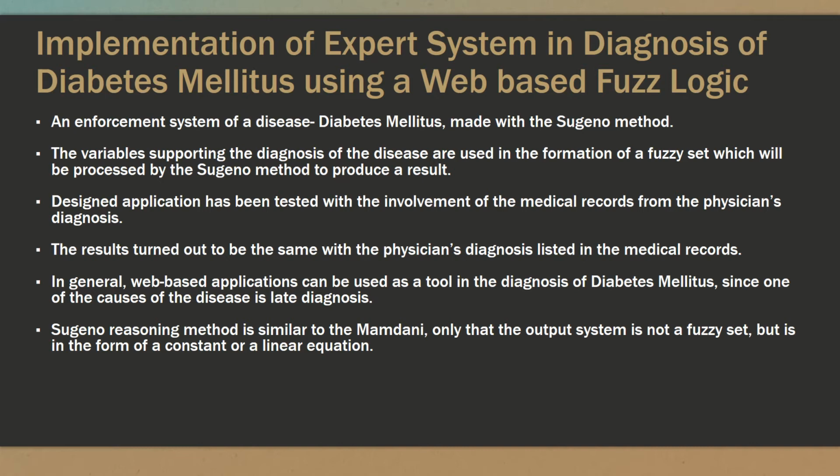The Sugeno reasoning method is similar to the Mamdani reasoning method, only that the output of the system is not a fuzzy set but is in the form of a constant or a linear.